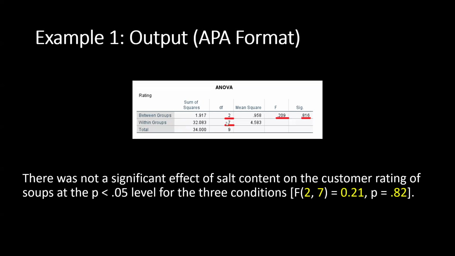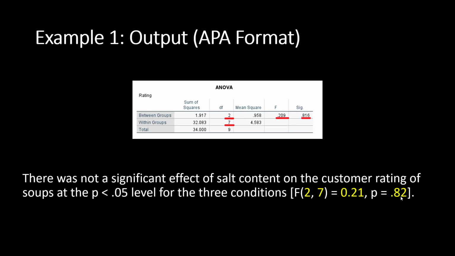So here is our output as it relates to just the ANOVA itself. We can see that there is not a significant effect of salt content on the customer rating of soups at the p less than 0.05 level for the 3 conditions. Those being degrees of freedom for the between groups, the within groups. Here is where we place our F value, rounding to 2 significant figures, and our significance value, our p-value, goes here also to 2 significant figures. And this is how you would write these findings out.